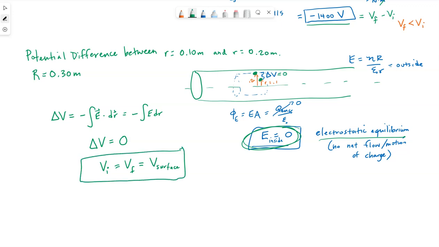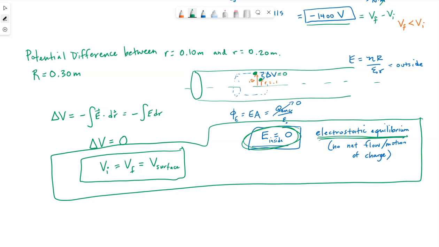So any conductor in electrostatic equilibrium, regardless of its shape, will have an electric field of 0 physically inside the conductor, and it will have electric potential values that are the same everywhere on the surface of the conductor as well as everywhere inside the conductor. Okay, this is specific to equilibrium though, electrostatic equilibrium.